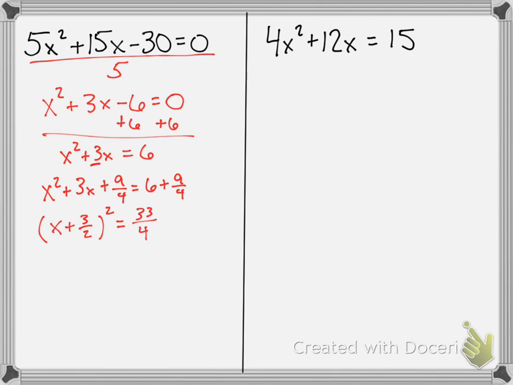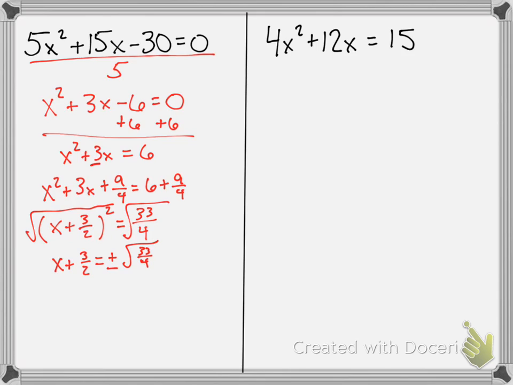Now, it's going to get a little bit easier from here, I hope. We're going to go ahead and do the same steps. It's all the same process. Don't freak out if you get fractions. It's not the end of the world. We're going to go ahead and take the square root of each side. So I'll have x plus 3/2 equals plus or minus the square root of 33 over 4.